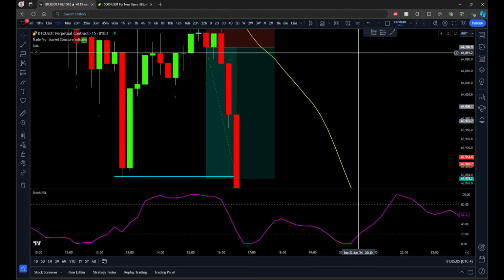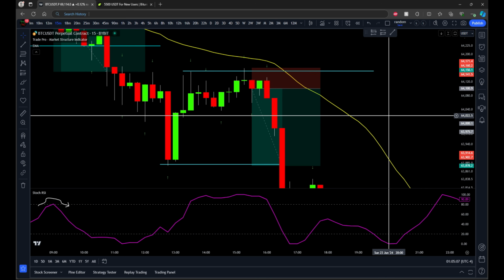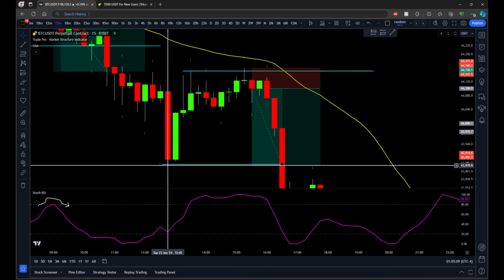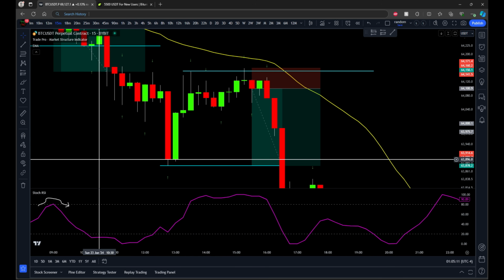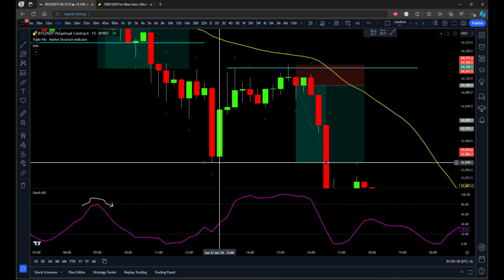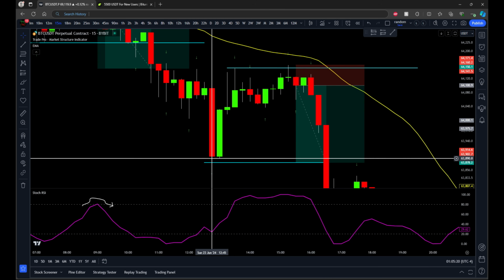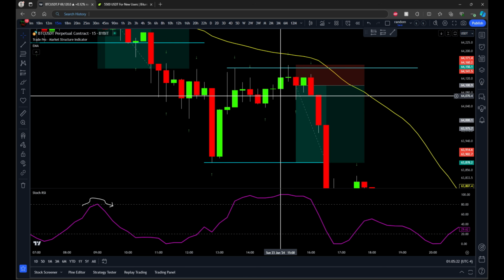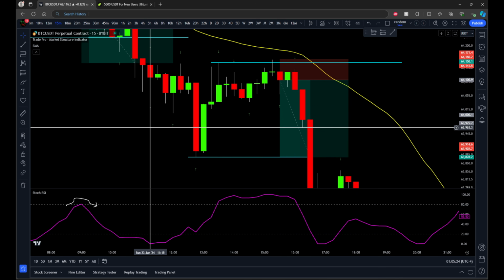So if we look at this next one, we can just target the lows here because it gives us better than a 1 to 2 risk to reward ratio. Okay, so see, this setup gives us a better risk to reward ratio, targeting just the lows of this where the pullback began. Okay, so let's take a look at this setup.